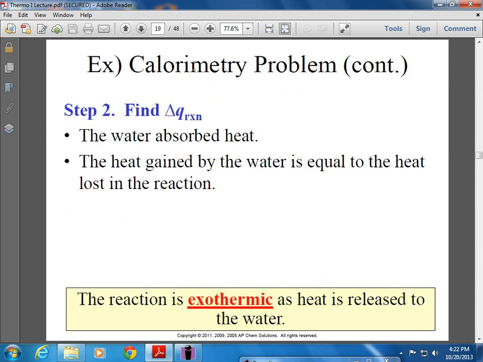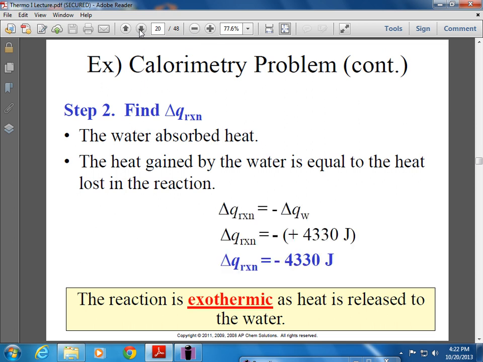Remember what we said. Once you find this, the heat gained by the water is equal to the heat lost in the reaction. Same number, but opposite sign if you want to find enthalpy, that's H. The reaction is exothermic. If the q was positive, the reaction released energy out. So the water got hot. So the q of the reaction is negative 4,330, opposite in sign. The water was positive, but the reaction is negative 4,330. Same number, opposite in sign.